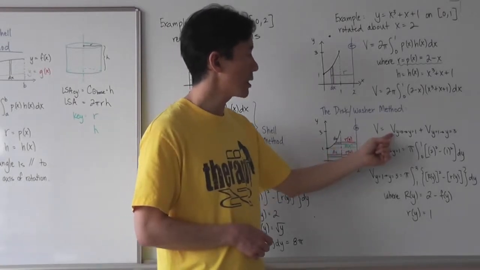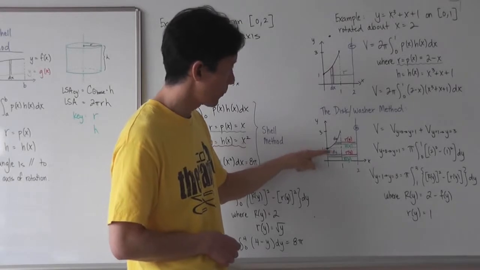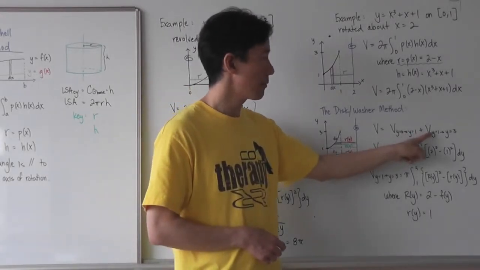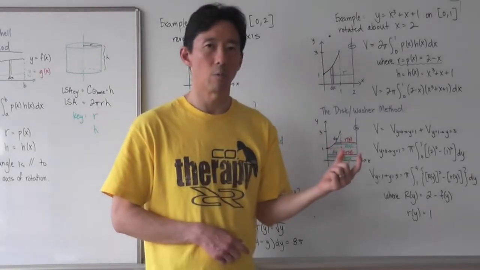parts. I'm going to take the volume from y is equal to 0 to y is equal to 1, from here to here. And then I'm going to have to deal with the volume from y is equal to 1 to y is equal to 3 there. And I'm hoping that everybody sees the reason why.